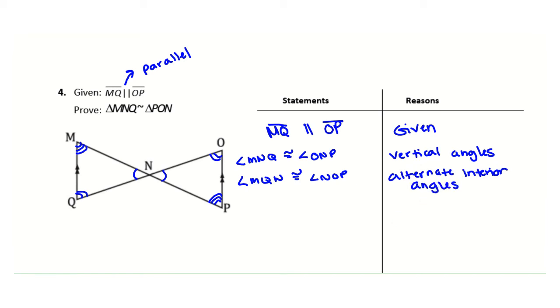So what we've just said is that here we have an angle and here we have another angle. So I can now say that triangle MNQ is similar to triangle PON by angle similarity.